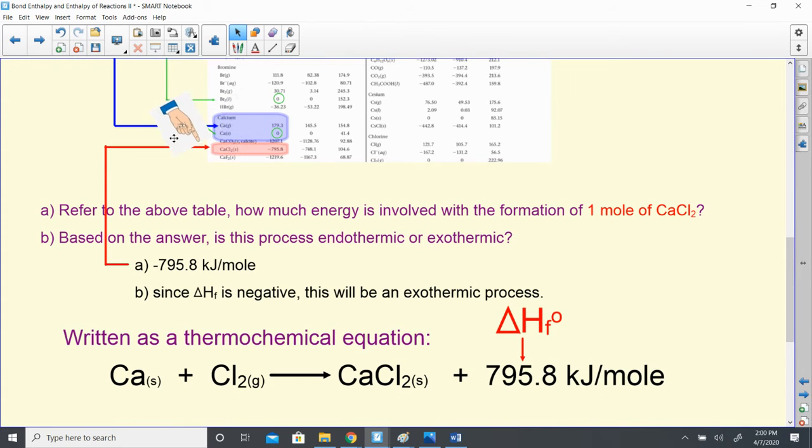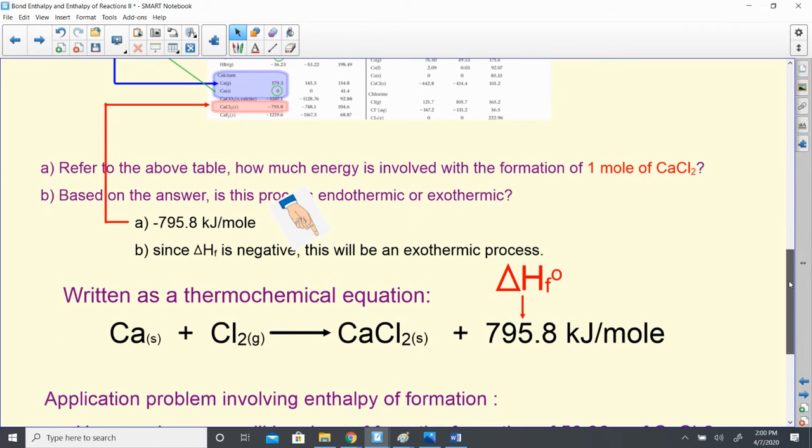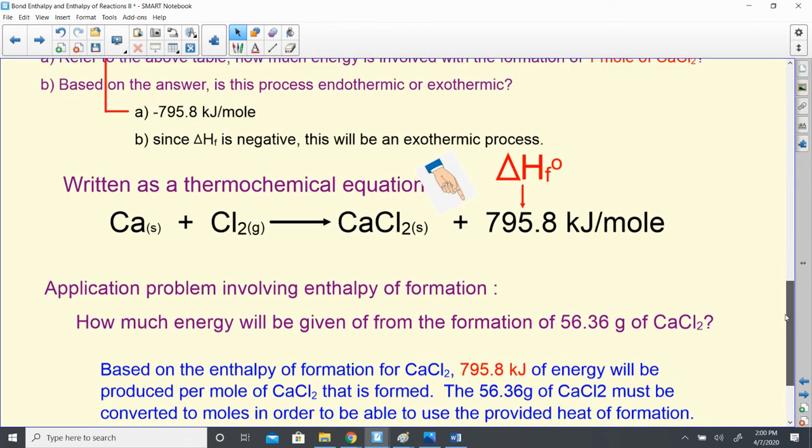So to answer the question, refer to the above table, how much energy is involved in the formation of 1 mole of CaCl2? It's right here, negative 795.8. Based on the answer, is the process endothermic or exothermic? Well, since delta H of F is negative, it's going to be an exothermic process. We can write that in what's called a thermochemical equation. Exothermic means we're producing energy. So calcium, a free element, plus chlorine, a free element, will form calcium chloride, and it gives off 795.8 kilojoules of energy. Showing it as plus energy indicates that it is an exothermic reaction.